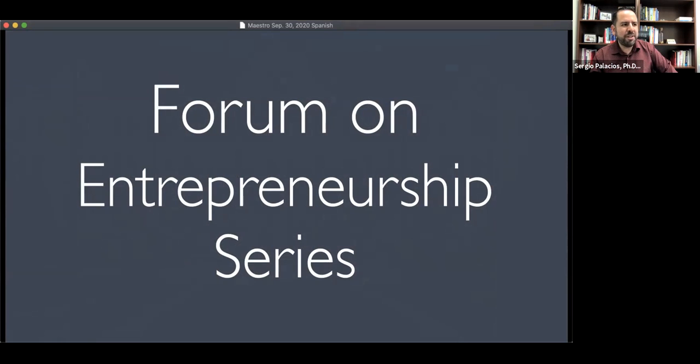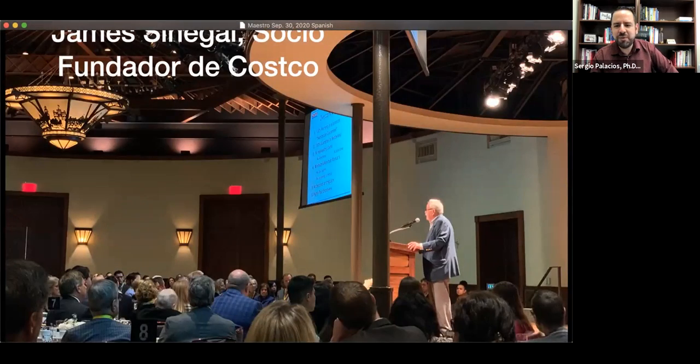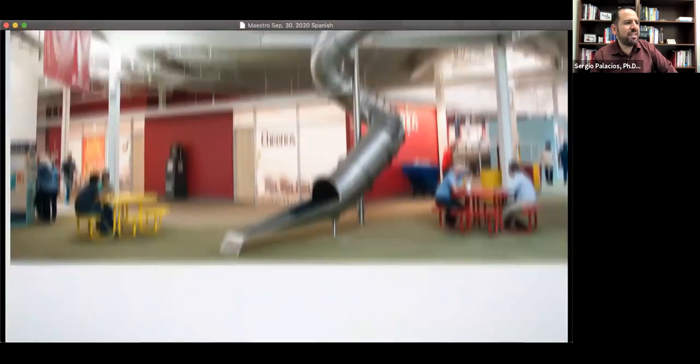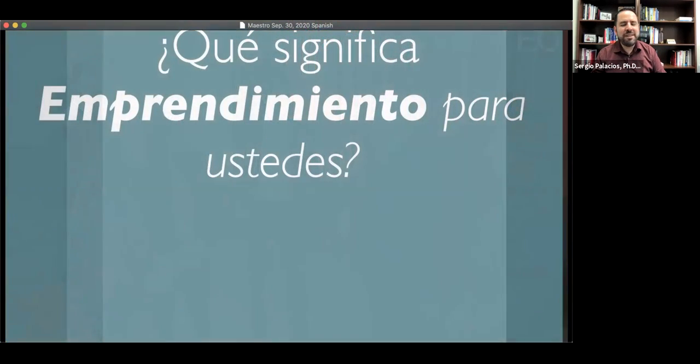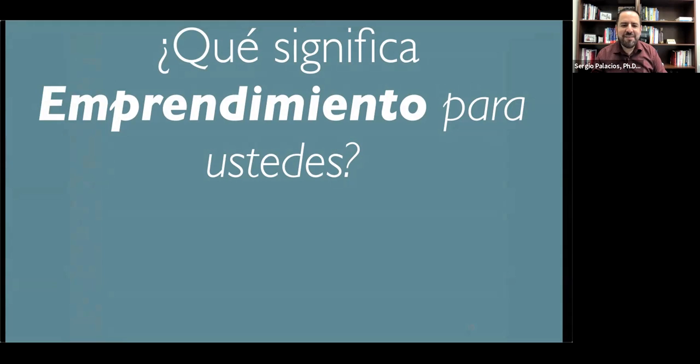Tenemos una serie de emprendimiento en la cual traemos personas como el fundador de Costco. El año pasado vino, y también traemos personas como el CEO de la compañía, se llama Bill Gross, Lennon Napier, pero también era CEO de Rackspace, una de las compañías más grandes de tecnología en San Antonio, cuando la compañía creció muchísimo. Les quería preguntar, para ustedes inicialmente, qué es emprendimiento.